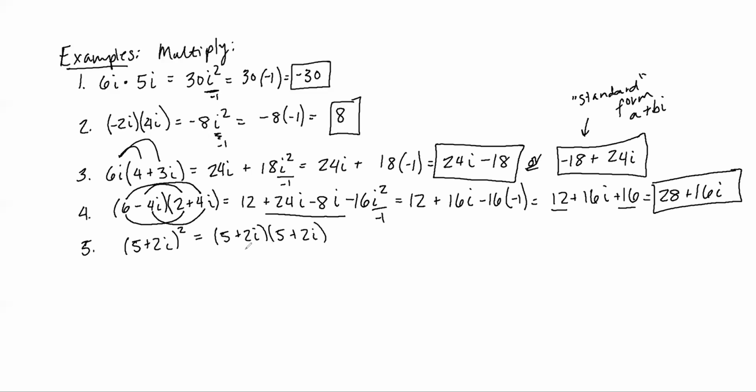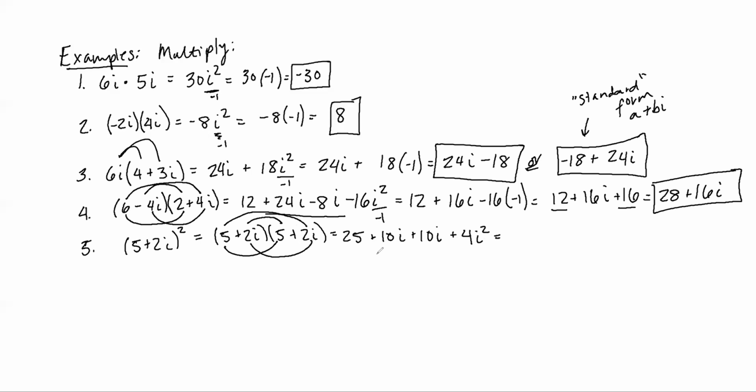Now, if we go ahead and FOIL this out, 5 times 5 is 25. 5 times a 2i is a positive 10i. The inside terms, 2i times 5, that's again 10i. And lastly, 2i times 2i, 2 times 2 is a positive 4. i times i is i squared.